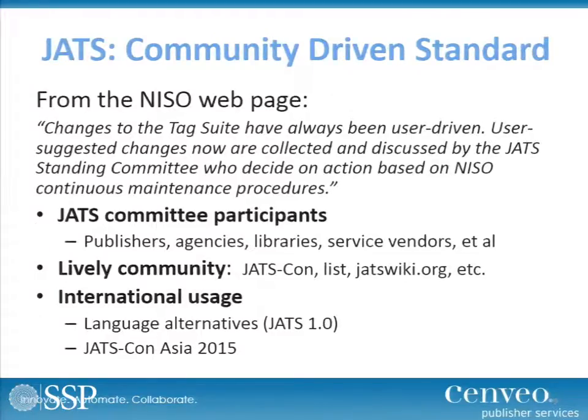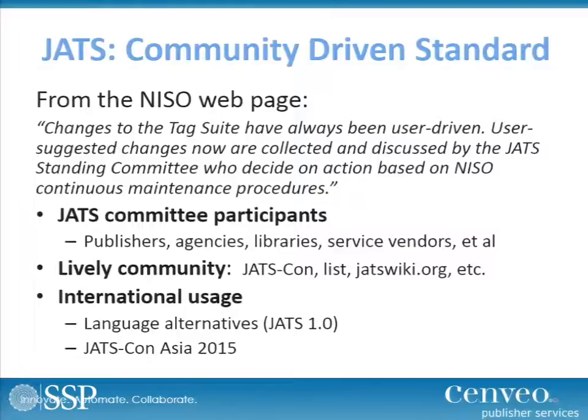So JATS is a strongly community-driven standard. As a NISO standard, it's in continuous maintenance mode. And on the committee, we get lots of questions, comments, and suggestions posted to the standing committee. And the committee participation is great. It's broad: publishers, agencies, librarians, service vendors. We've got good community representation and participation. And JATS has become a lively community.